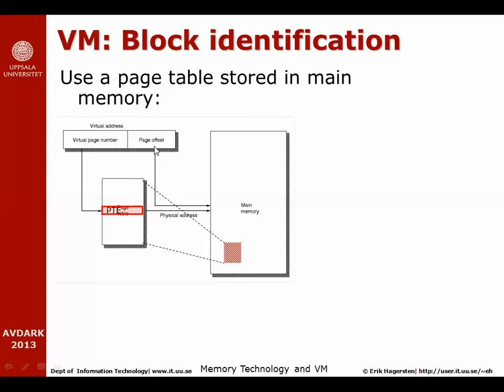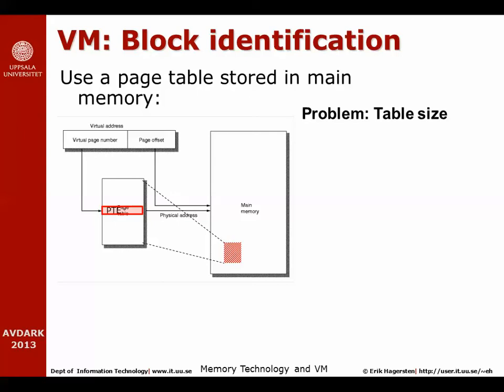The least significant part of the address will not change when you go from virtual to physical, because all these 4K page frames are aligned both in the virtual world and in the physical world. So for a 4 kilobyte page, the 12 least significant bits of the address will not change.